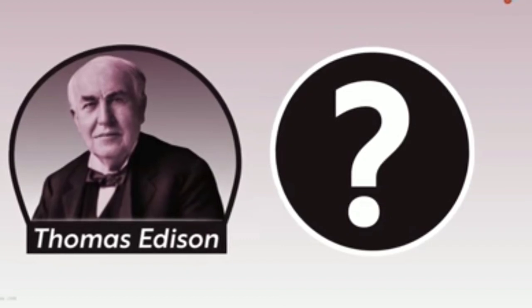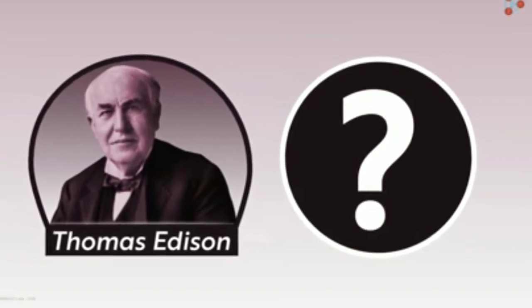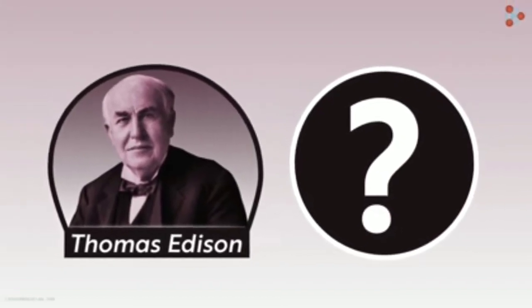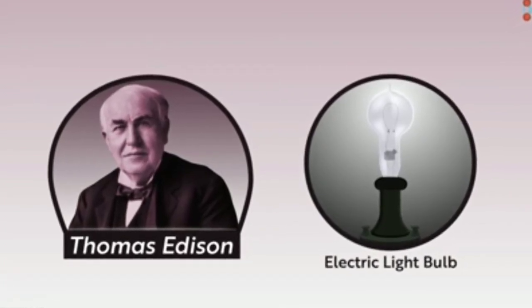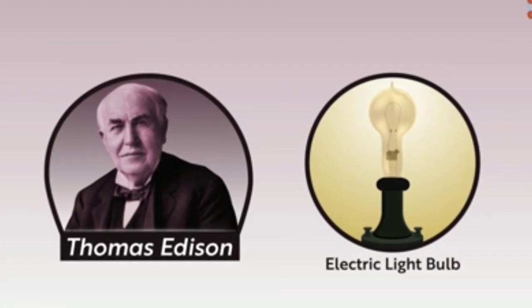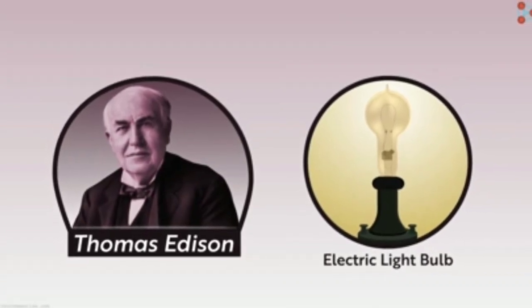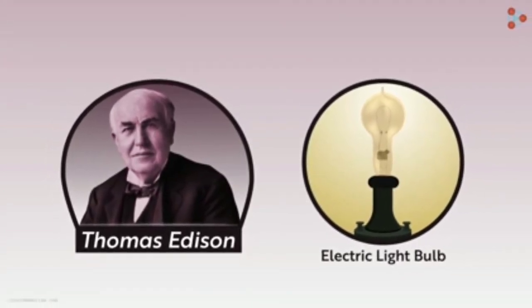Do you recognize the person you see on your screen? Yes, he is the great Thomas Edison. Do you know what he is known for? In 1879, he invented the first practical long-life electric light bulb. Since then, our homes are bright even after sunset.